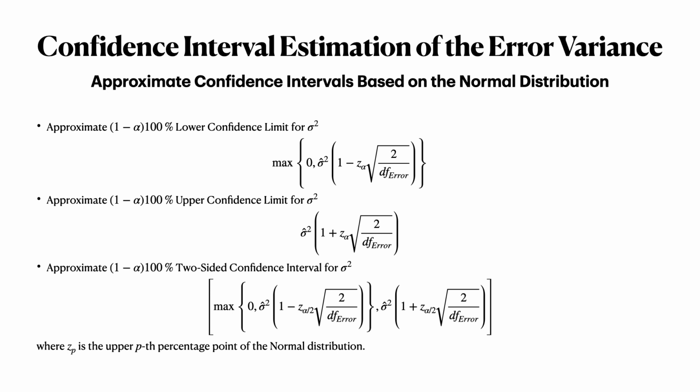Now in two of these expressions you can see that we need to take the maximum of 0 and then some expression, and we need to do that because for small error degrees of freedom, that expression that we're multiplying against sigma hat squared can be negative. And so in that case, the lower endpoint, the lower confidence limit, would be a negative value. But because we know that sigma squared has to be positive, what we would do then is we would truncate it at 0.